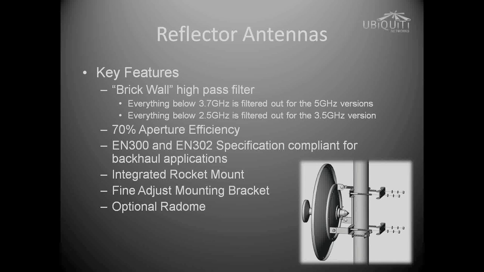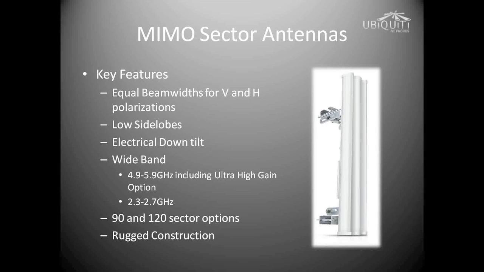MIMO sector antennas, key features are equal beam width for vertical and horizontal polarizations, and very low side lobes. There is electrical down tilt. I know Mike will get a lot of questions on this. There is electrical down tilt of 3 degrees built into the antennas, so take that into account when you're mounting those on your towers, that is already built in.